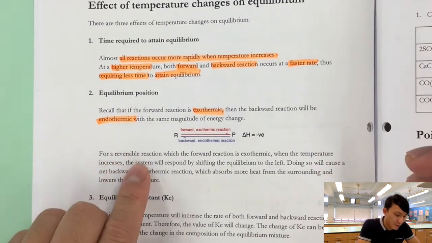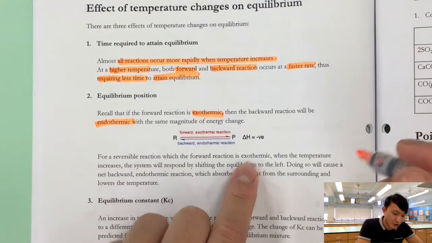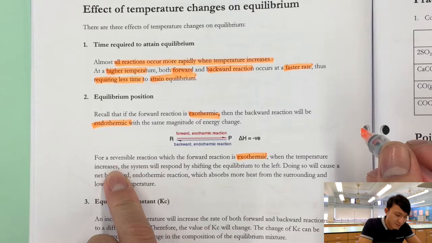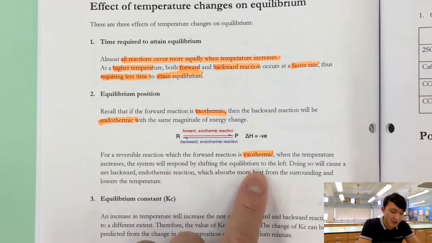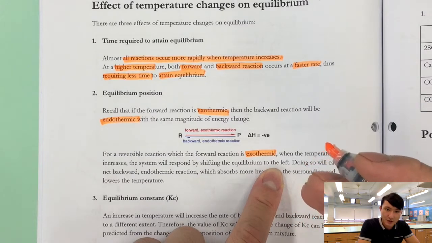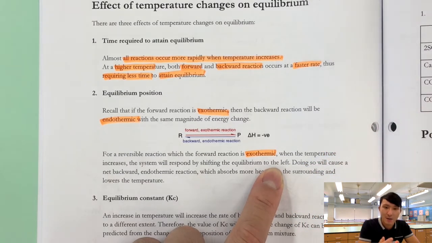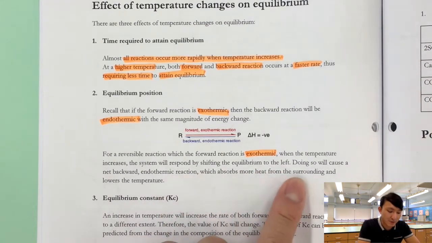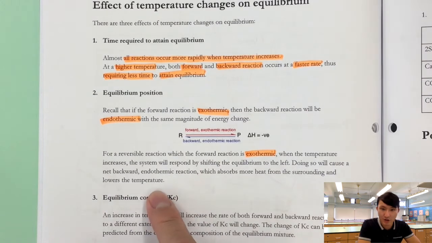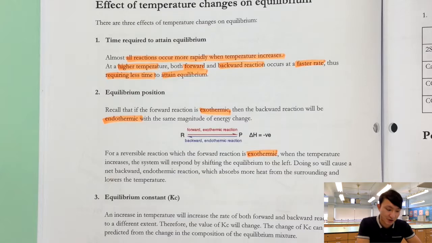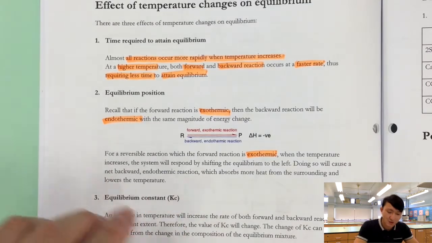Now, if the reversible reaction has an exothermic forward reaction, right? When the temperature increases, the system will respond by shifting the equilibrium to the left. Now, shifting to the left will basically do more backward endothermic reaction. In this case, it will absorb more heat from the surrounding and therefore lower the temperature, therefore counteracting the increase in surrounding temperature. Okay? So that's the idea.